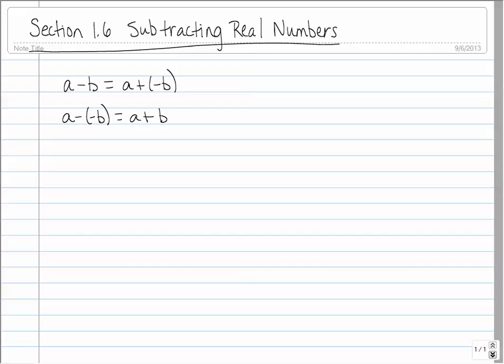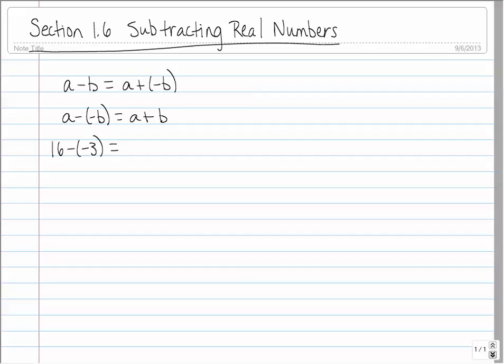So when you have a subtraction problem, sometimes you have to add the numbers together, but sometimes you have to subtract. You have to just pay attention. Once you change it to addition, if you have the same signs, you add. But if you have different signs, you subtract. All right, so let's look at this one. 16 minus a negative 3.